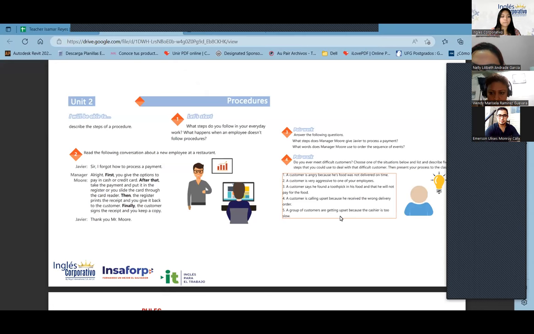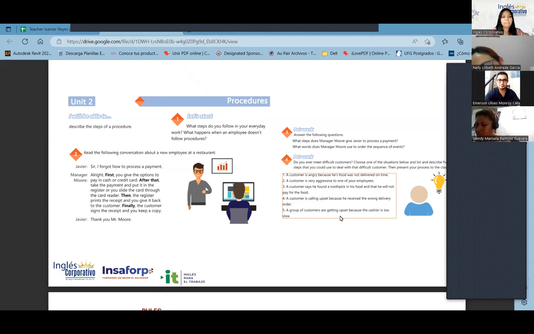Another, like opening another cash register. Open a new window. Or open a new, how do you say? Ventanilla. Window.